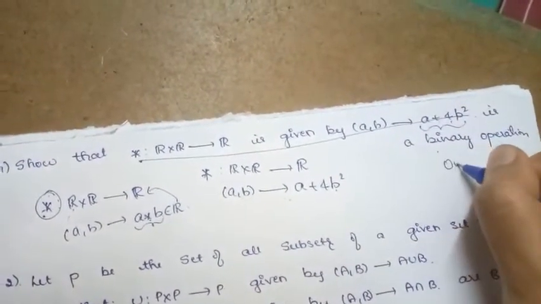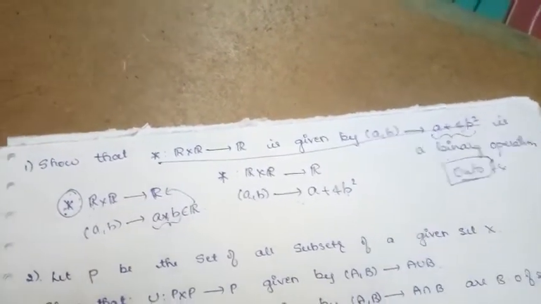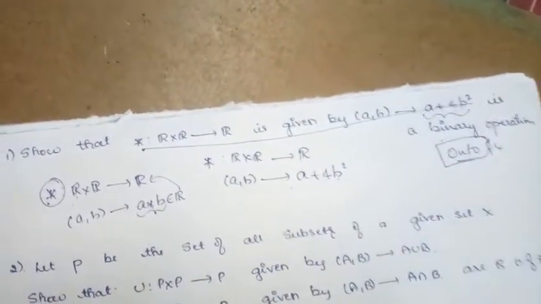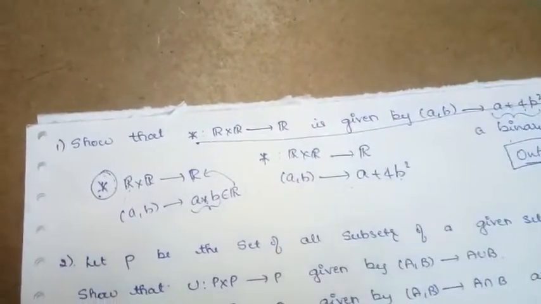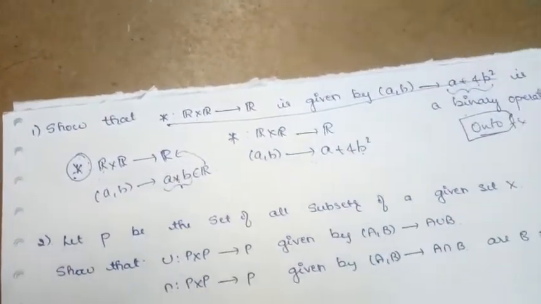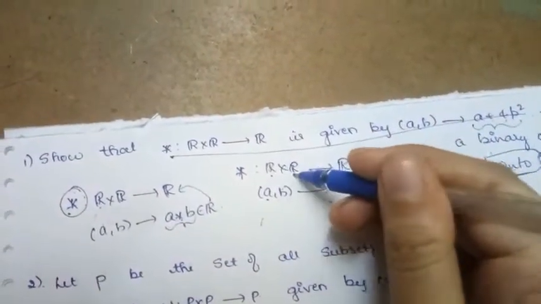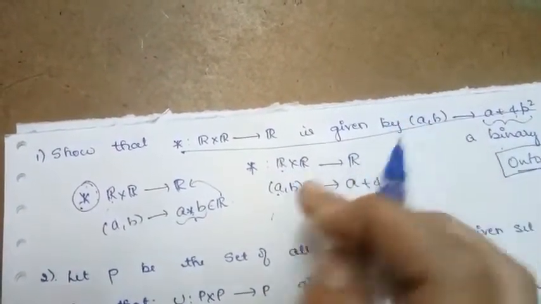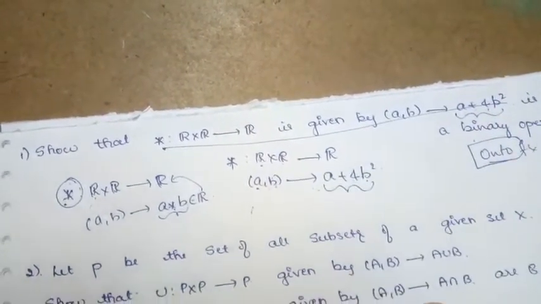When we were learning the onto function, at that time, before writing the statement, we used to feel whether the given function is onto or not. Similarly here also, we need to feel whether it is a binary operation or not. So observe here clearly, a is taken from the set of real numbers, b is also taken from the set of real numbers. Upon applying the operator between these two elements, we got a relation, that is a plus 4b square.